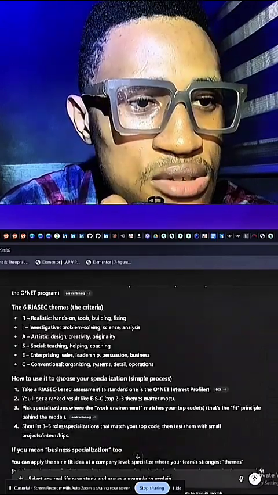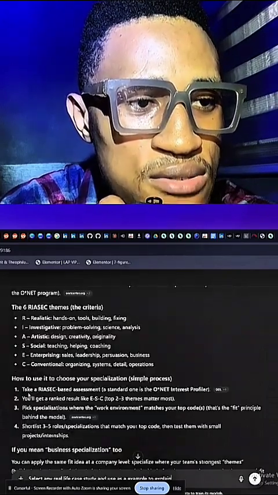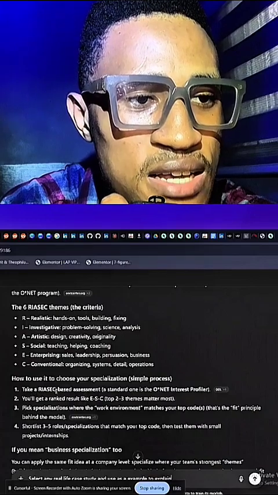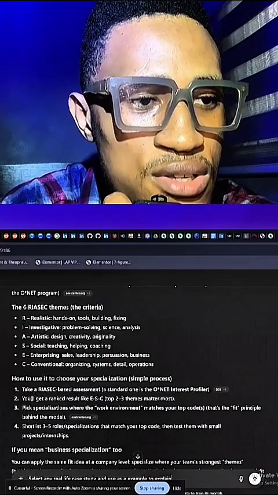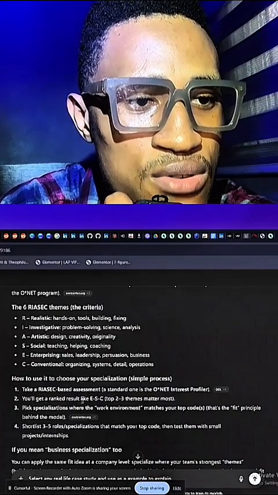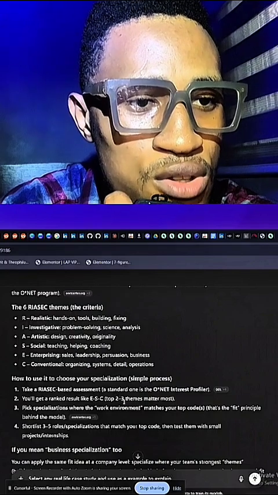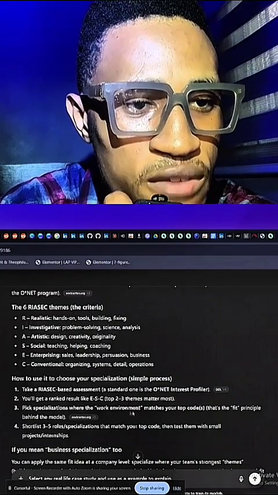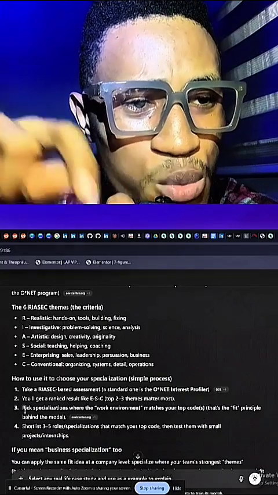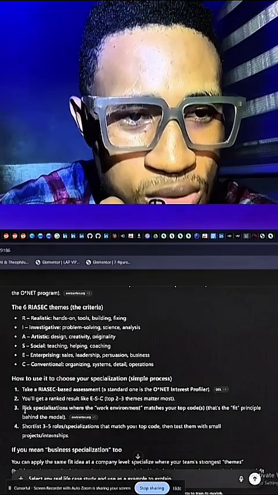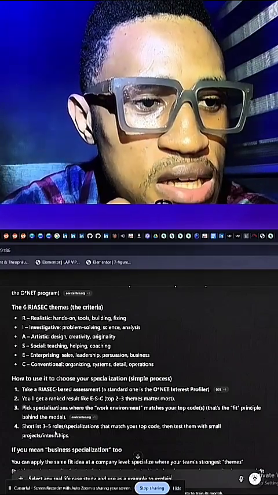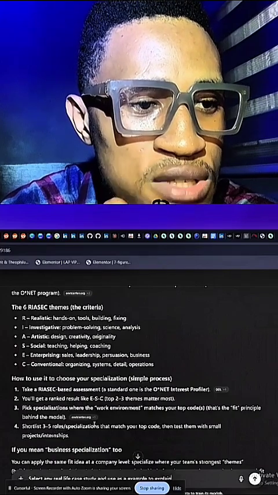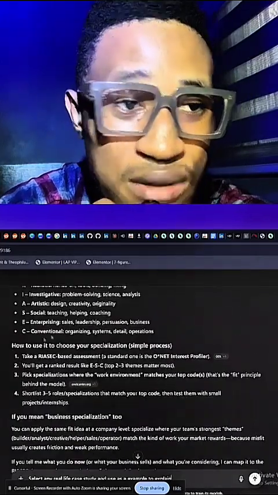How to use it to choose your specialization. Now, it said first thing is to take a RIASEC-based assessment. Second, you will get a ranked result, that's choose the 2 or 3 themes that matter most. Third, pick specializations where the work environment matches your top codes. Then shortlist 3 to 5 roles. Now, at this point, I didn't really understand how this is done, to be very honest.